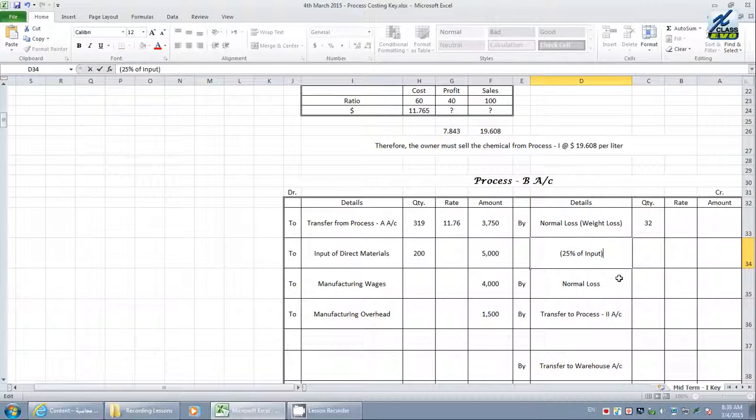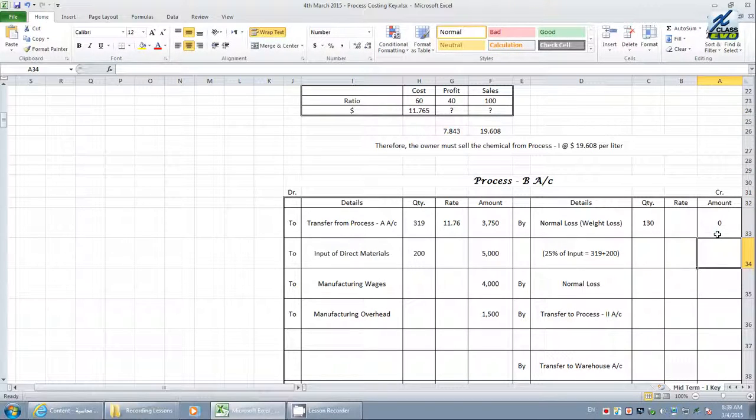25% of the input. How much input now? Can you say? Input is nothing but 319 plus 200. That means you have to take here 25% of the input, not only 319 liters. You have to take the total input into consideration. Let us see here how to calculate. This is nothing but open braces, this one, and you have to add with another one, these two, into 25%. This is nothing but 130 liters are being evaporated. How many liters are being evaporated? 130 liters are being evaporated.